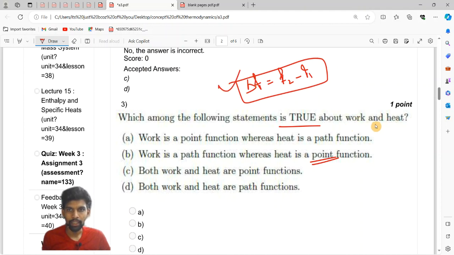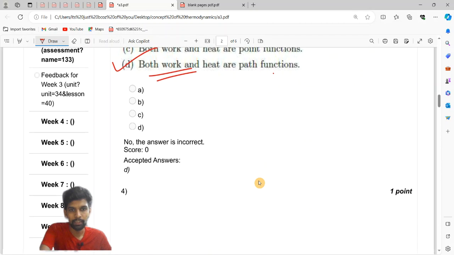So work and heat can't be represented like this. That's why they are not a point function. Okay, then both are path functions. So both work and heat are path functions. This is true about heat and work. So option D is correct.